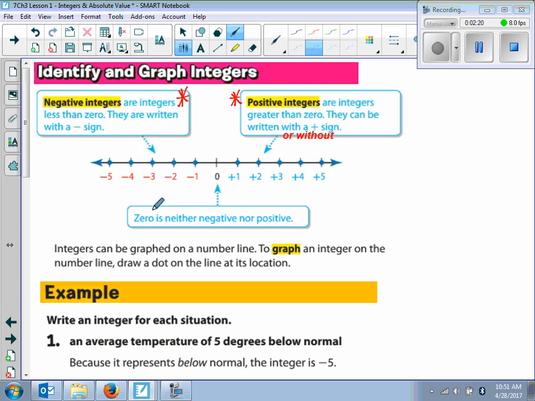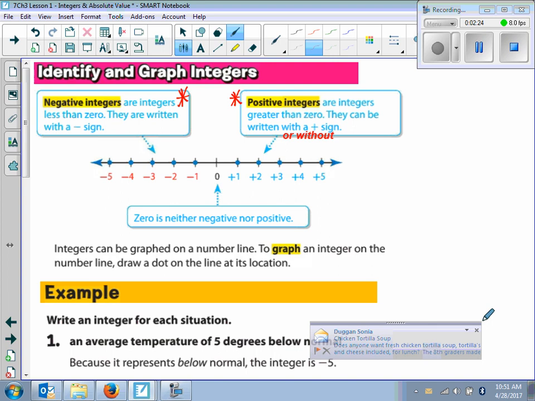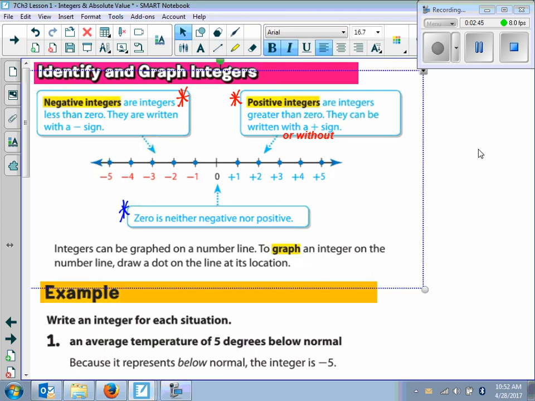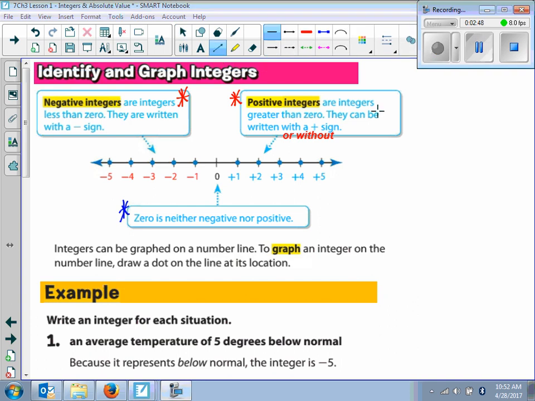Okay? Also, down here, I want you to know that 0 is neither negative nor positive. Now, integers can be graphed on the number line. To graph an integer on the number line, we want to draw a dot on the line at its location. Okay, so make sure you write down how to graph an integer on a number line.